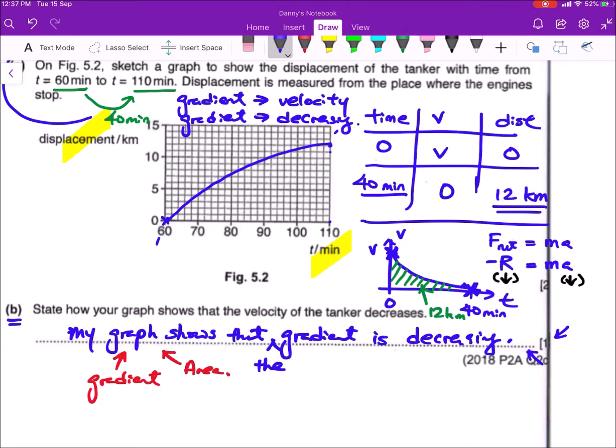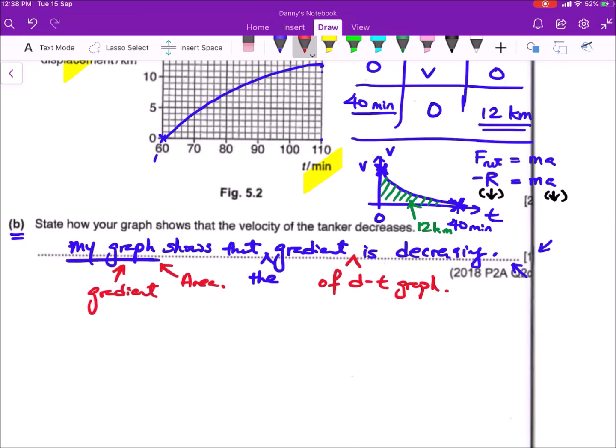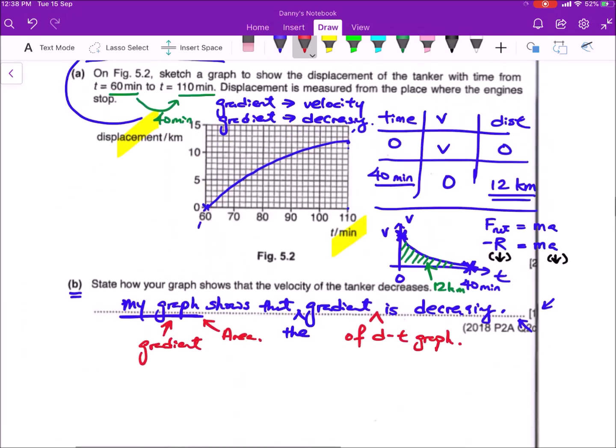Okay, please remember that your paper is going to be sent to Cambridge and they are English speaking. So if you just say that the gradient is decreasing, they may challenge you and say the gradient of what? Right? Even though you start off your sentence with my graph, by right, this gradient should refer to your graph. But I think it is just a good habit to always refer the gradient to what you want to refer to. So here you just add in the gradient of your displacement time graph. Okay, so there you go, you get 1 mark here. I think that is the end of the question.